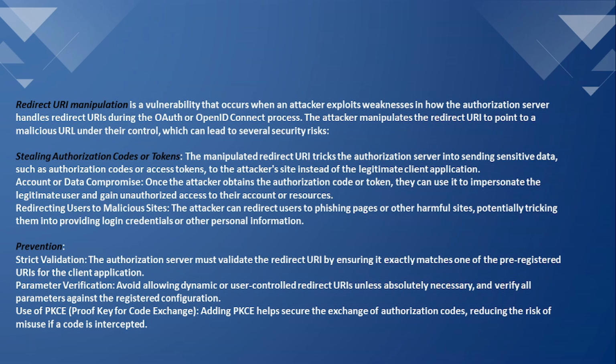Redirect URI manipulation is a vulnerability that occurs when an attacker exploits weakness in how the authorization server handles redirect URIs during the OAuth or OpenID Connect process. The attacker manipulates the redirect URI to point to a malicious URL under their control, which can lead to several security risks. And we already talked about this in our very first section, on common OAuth client vulnerabilities.